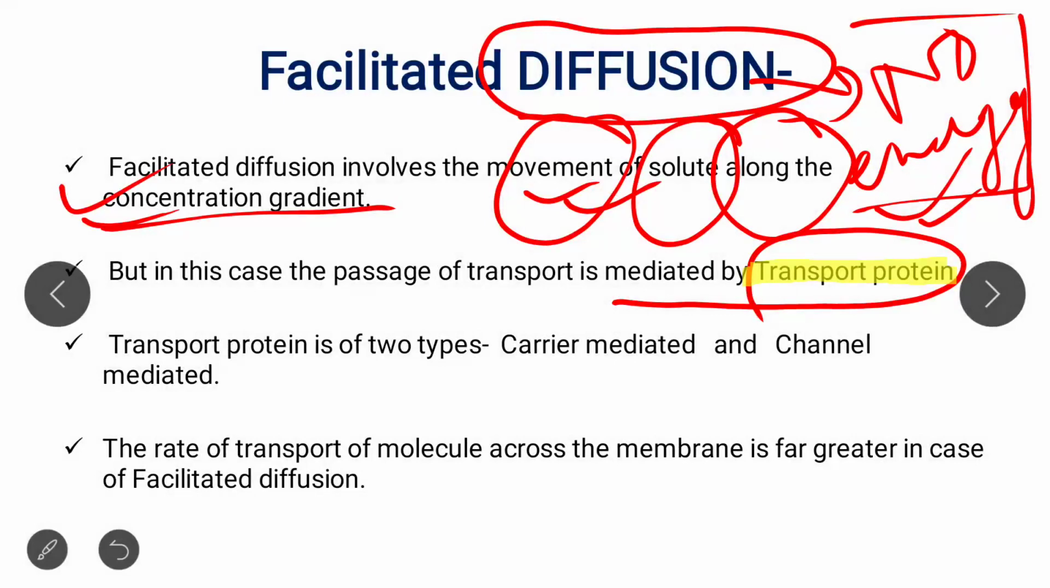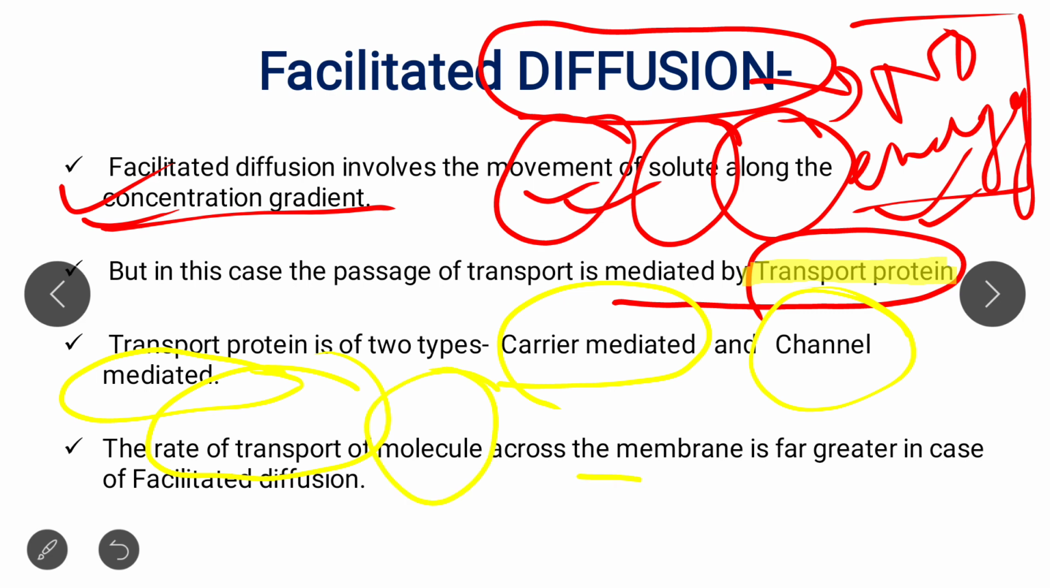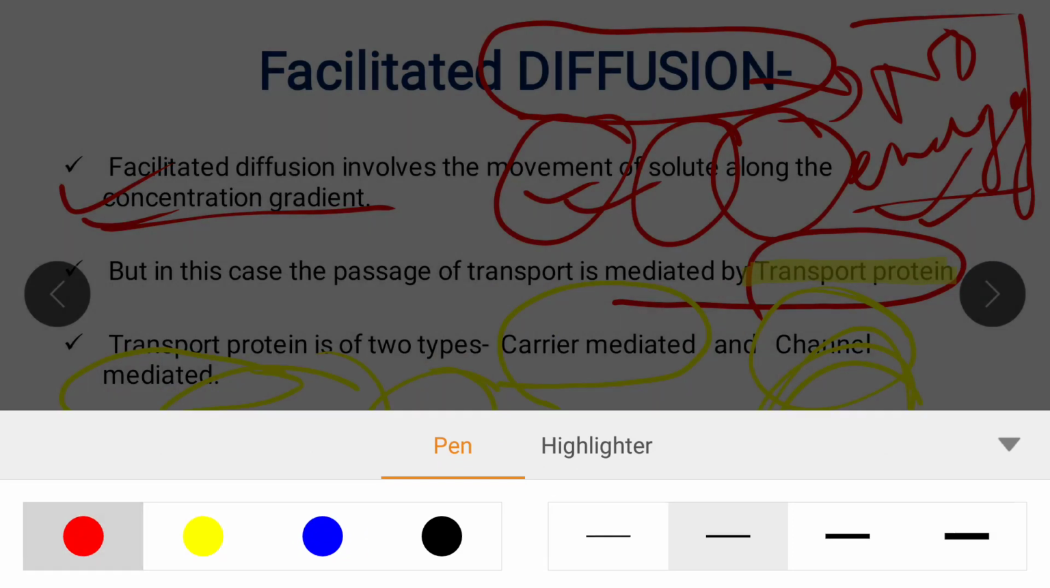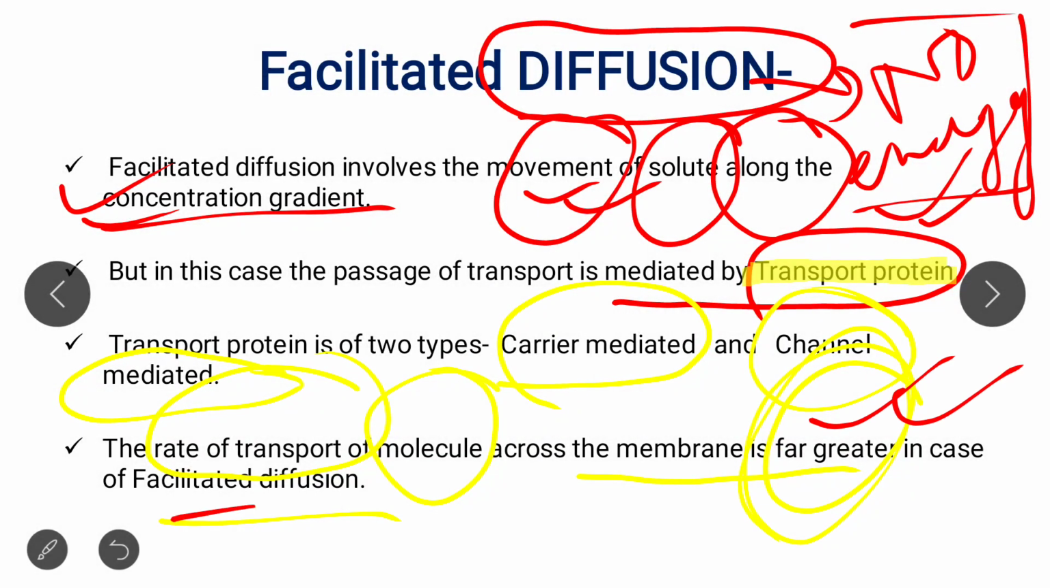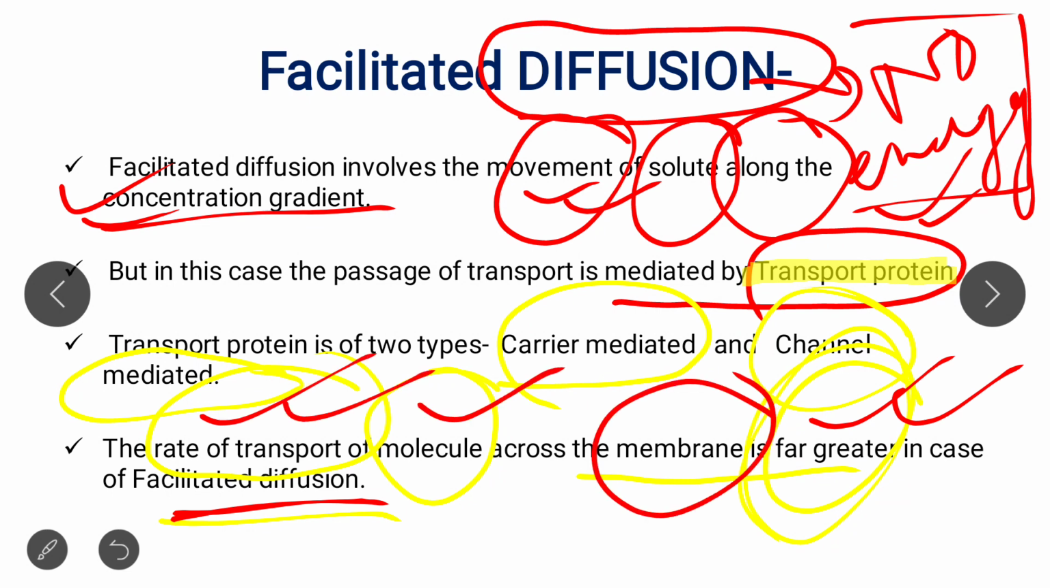I already mentioned, that is carrier mediated proteins and channel mediated proteins. Another important point is that the rate of transport of molecules across the plasma membrane is greater in case of facilitated diffusion. The rate of transport of molecules across the lipid bilayer is far greater in case of facilitated diffusion.